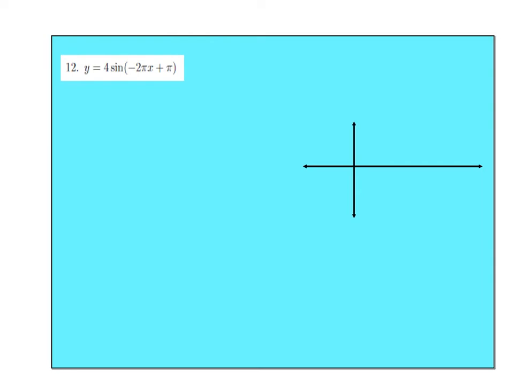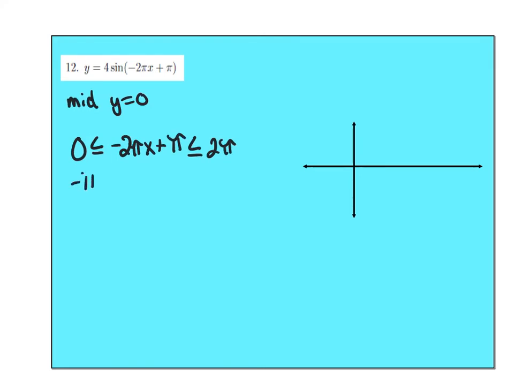Okay, so there is no midline. This doesn't look like it has a vertical change, and if you want to write that, you could write y equals 0, but you don't need to. Then we'll work on the horizontal. So I know we're dealing in sine now. I know that sine goes from 0 to 2 pi, and negative 2 pi x plus pi. Okay, so subtract pi from both sides.